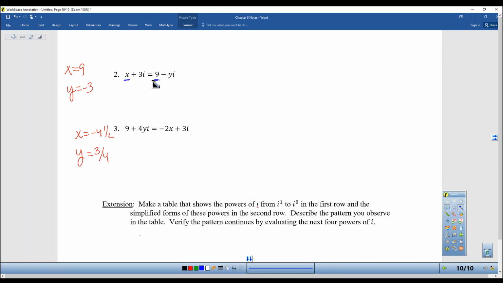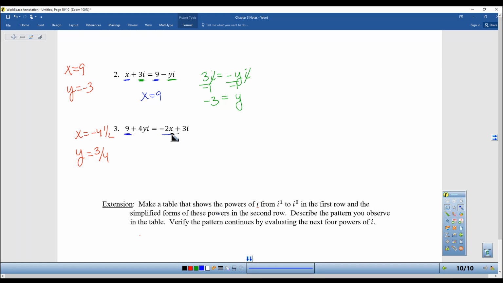Real has to equal the real part, so x is equal to 9. And imaginary has to equal imaginary. So 3i is equal to -yi. So I cancel the i's. And I have 3 is equal to -y, so to get y by itself, divide both sides by -1. And you get y is equal to -3.